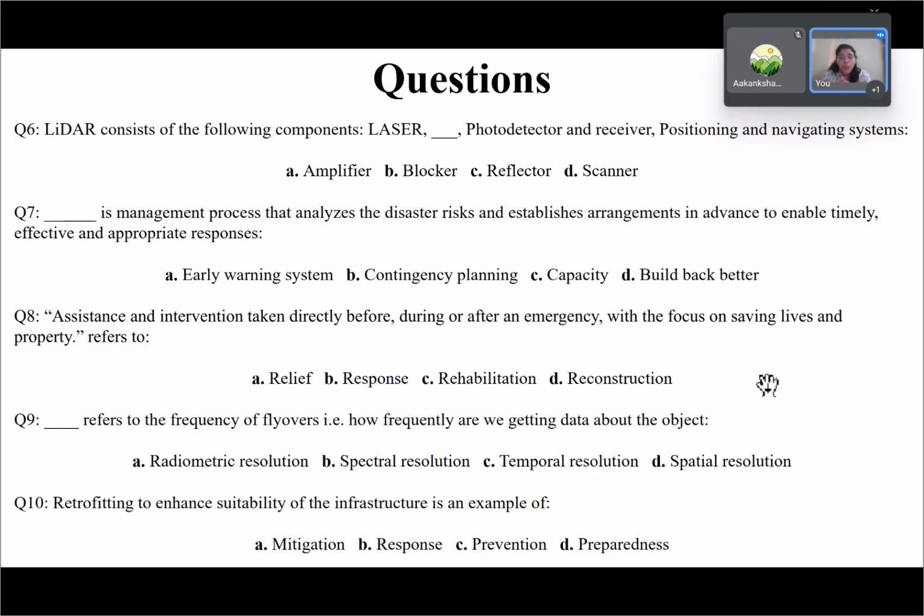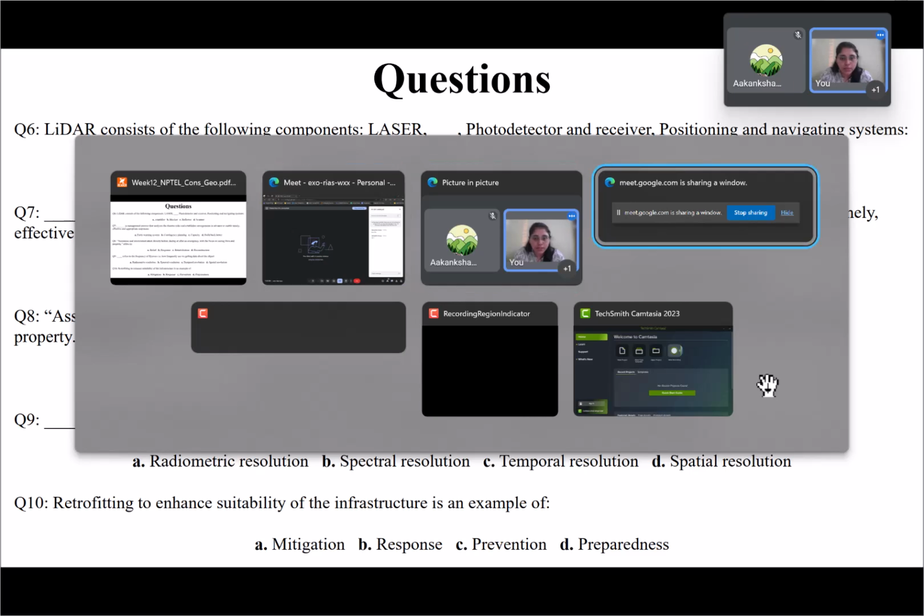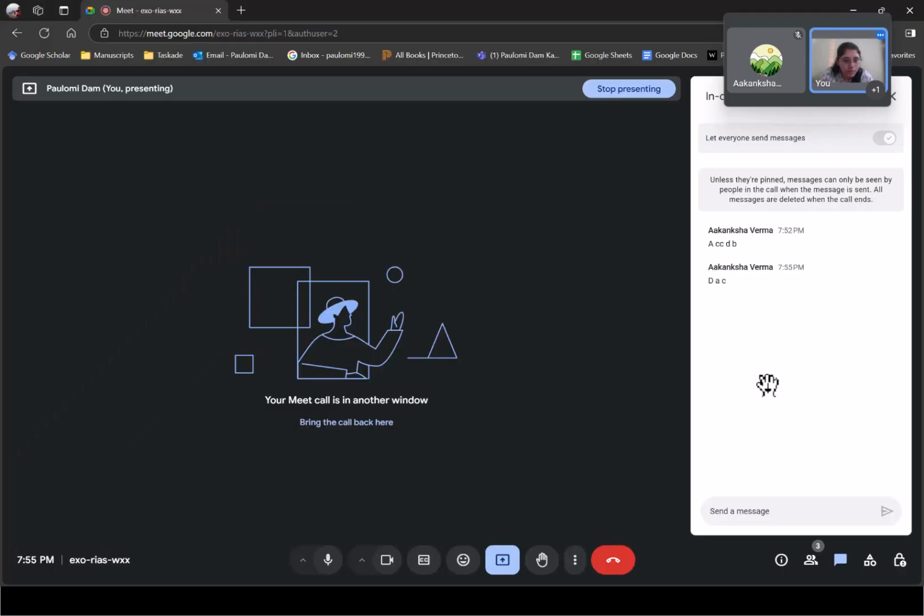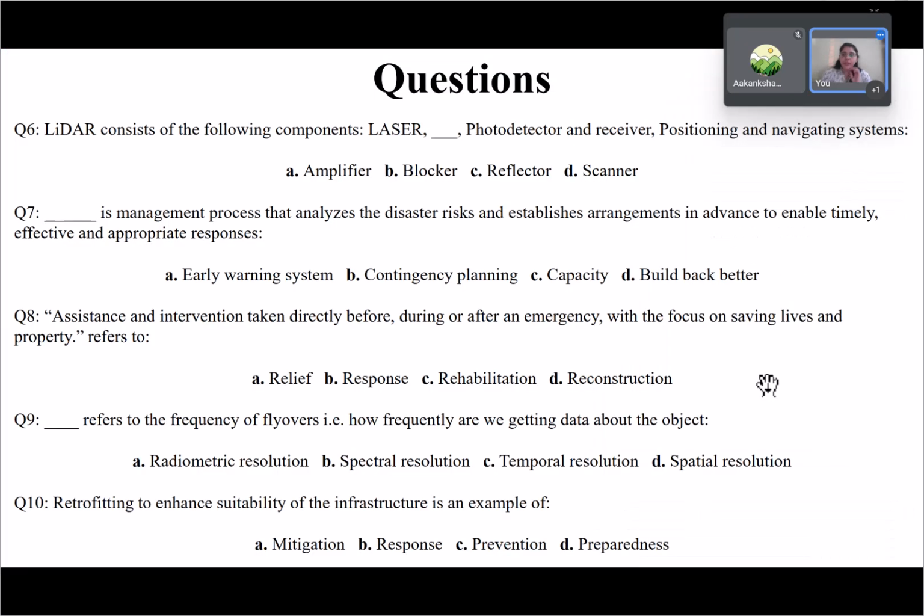And then you have retrofitting to enhance suitability of the infrastructure. It's basically, what are you trying to do here? So what is the method here? Give me 10 seconds and I'll get back to you with the answer. Right. Let me look into the answer. Let's see. Okay, I'll let you know the answers.